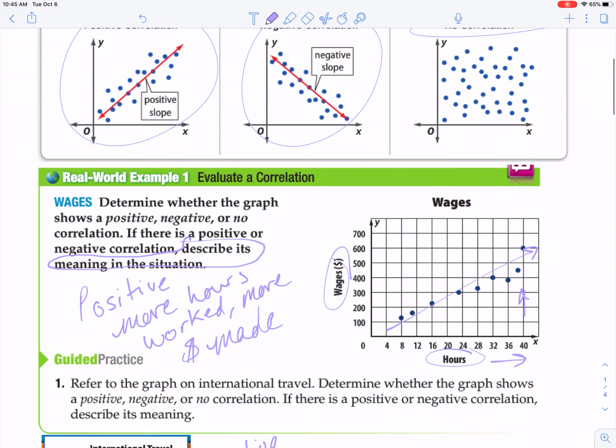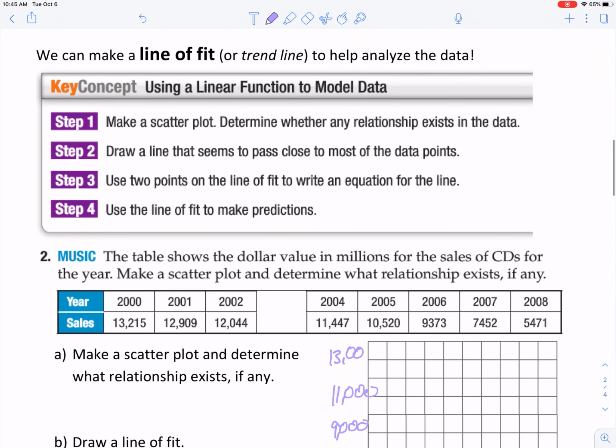Welcome to 4-5 part 2. So when I made those lines, I was actually making a line of fit. You've probably heard these called lines of best fit, but that's not really true because you're just doing it by hand, by just kind of sketching a line in there.